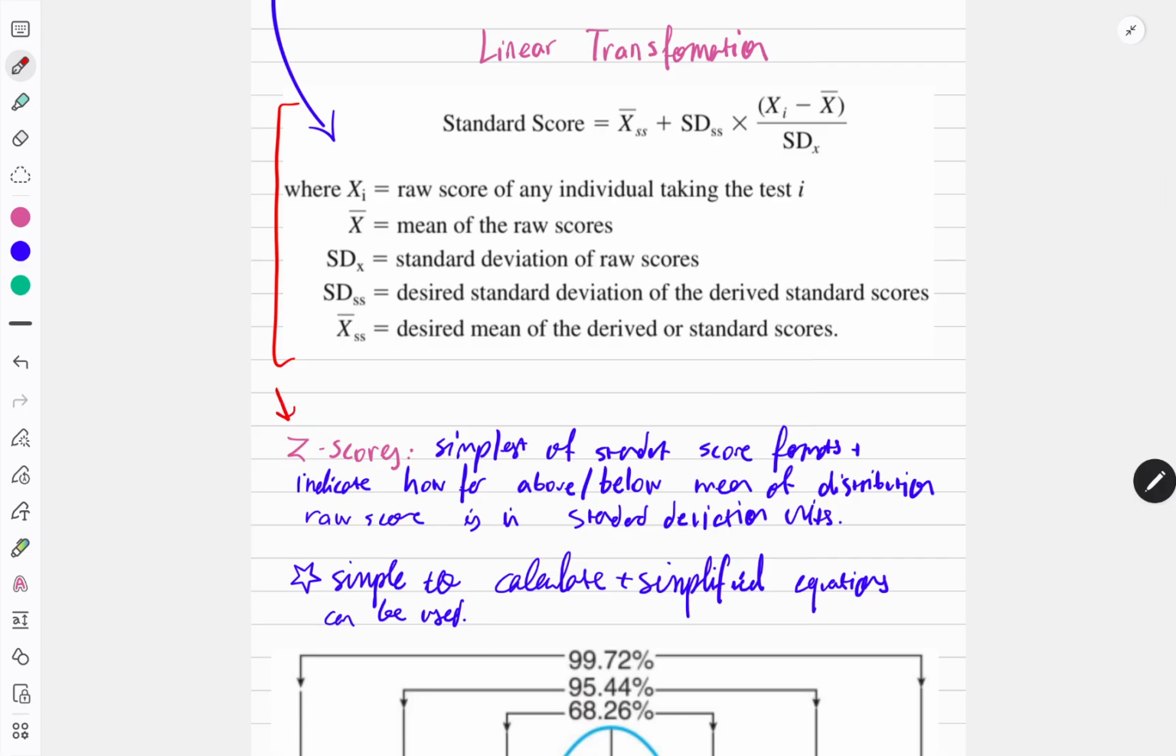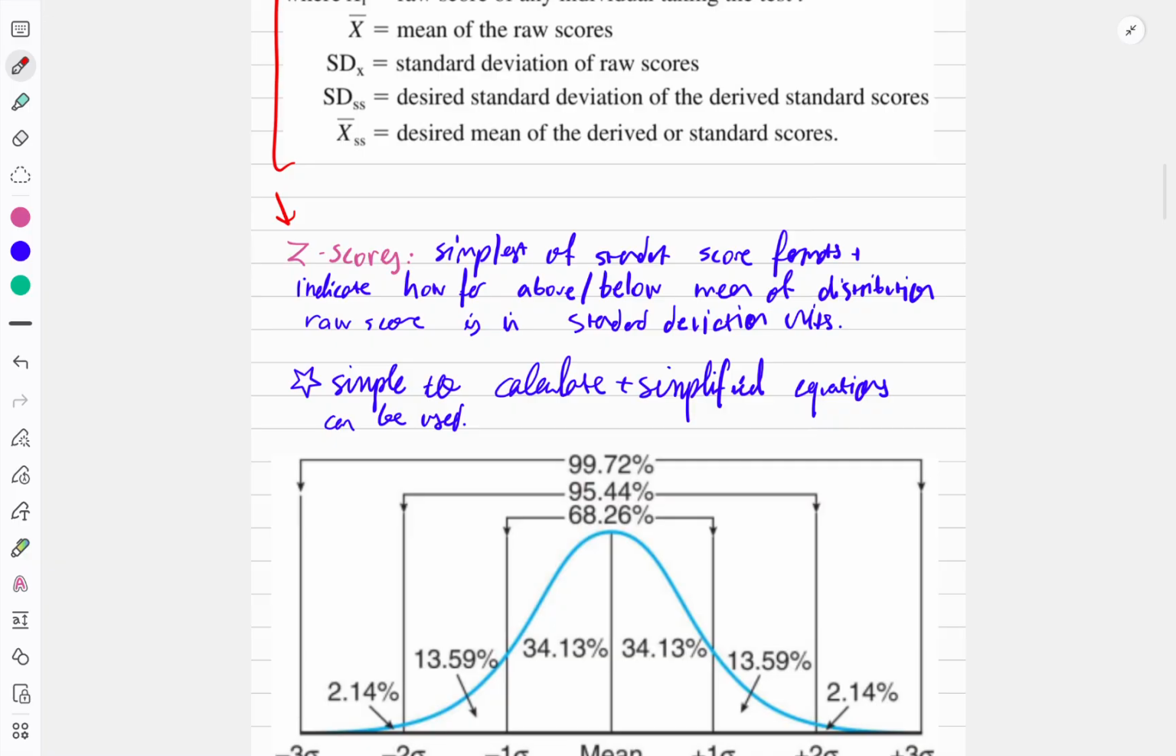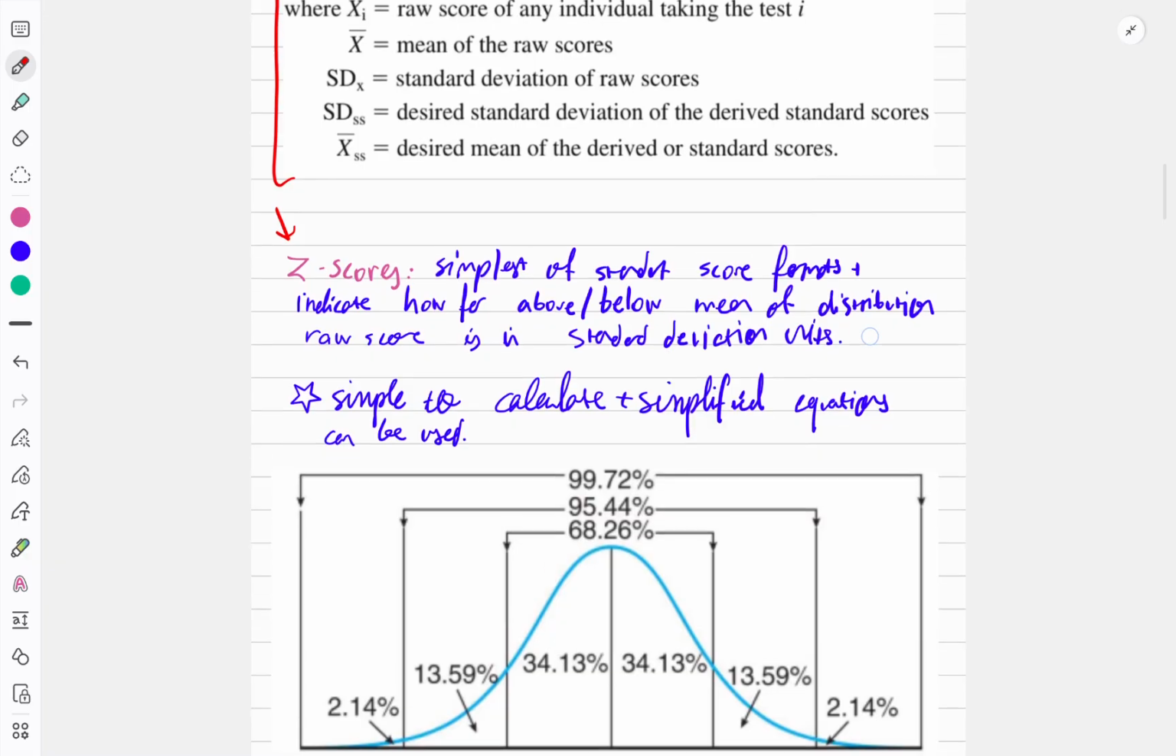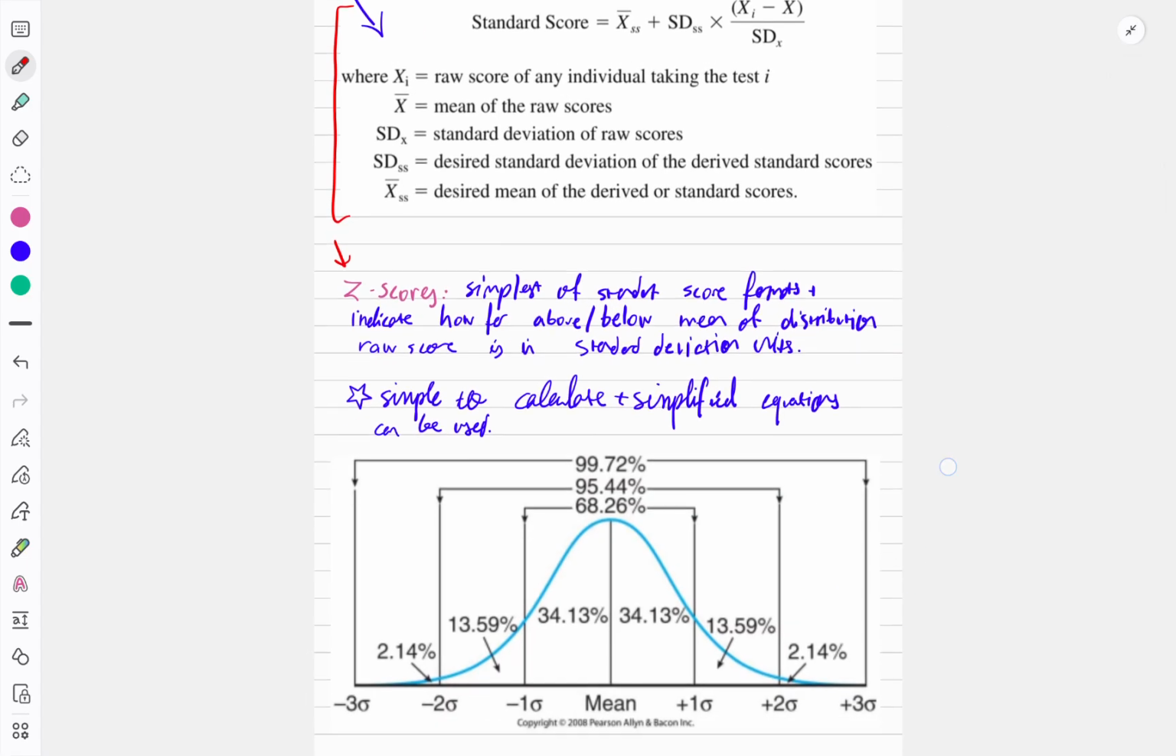They are the simplest of the standard score formats, and they indicate how far above or below the mean of the distribution a raw score is in standard deviation units. They are very simple to calculate, and simplified equations can be used thanks to these scores.